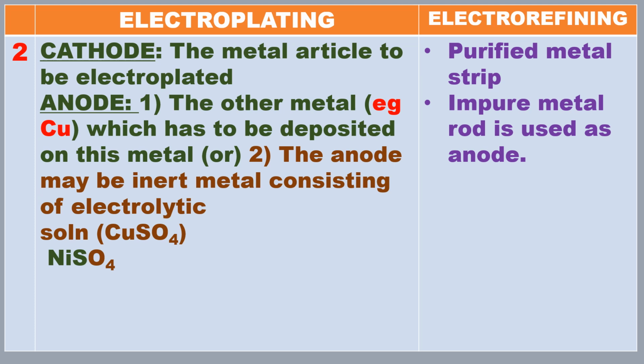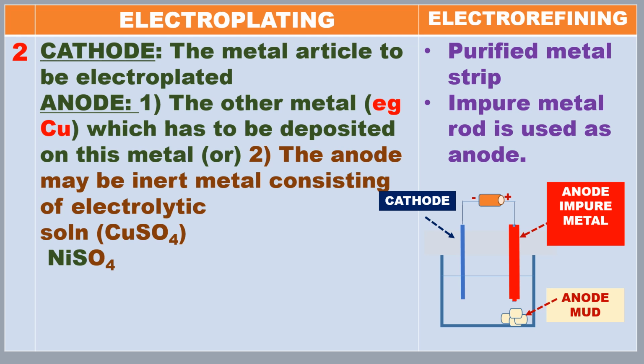Okay, for the electrolysis process we need two electrodes, as you see, cathode and anode, and an electrolytic solution. So in electroplating, the metal article or object to be electroplated acts as the cathode. What is the anode? The other metal which has to be deposited acts as the anode, or the anode may be an inert metal. The cell consists of an electrolytic solution: copper sulfate solution for copper electroplating, nickel sulfate solution for nickel electroplating.